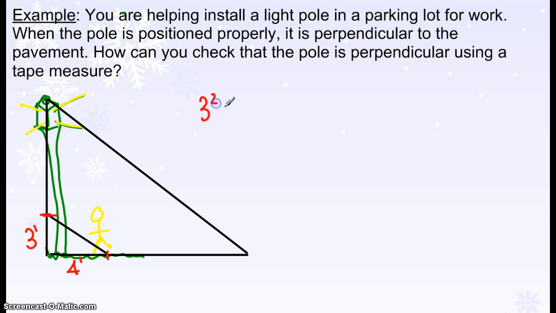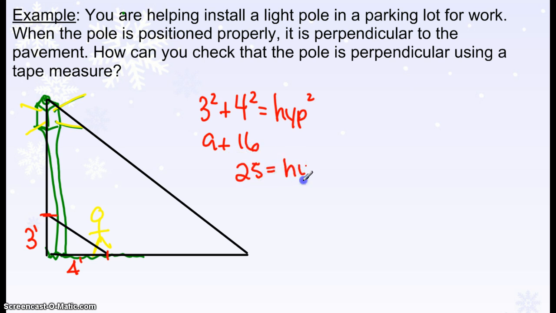So if we have 3 squared plus 4 squared equals our hypotenuse squared. So 9 plus 16 gives me 25. And that's my hypotenuse squared. How do we undo a square? I think you square root it. Take the square root. So if I square root that, I should get 5.